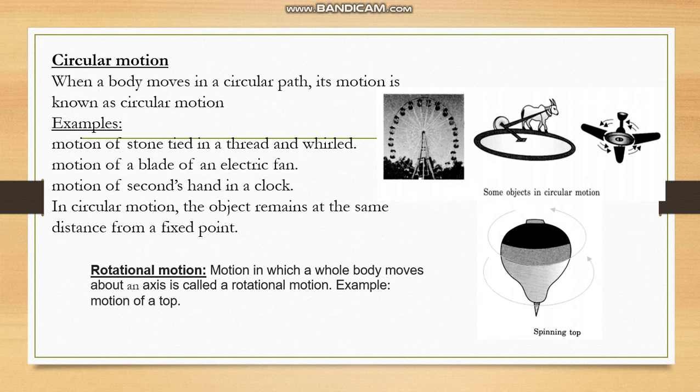Rotational motion. This motion can be easily understood by imagining Earth's rotation, or even a spinning top. It is motion in which the whole body moves about its axis. Example: motion of a top.